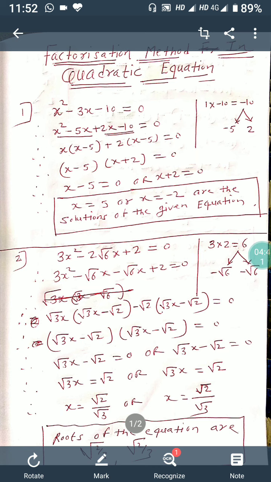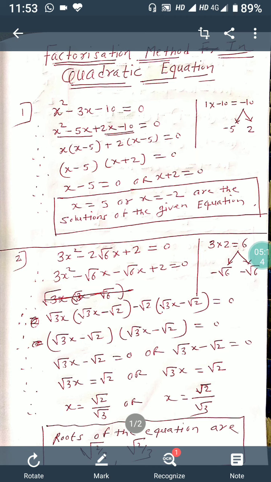Now you can see the second example. In the second example, 3x square minus 2 root 6x plus 2 is equal to 0. Same process you have to do here. What is the coefficient of the first quadratic term x square? 3. So I have written 3 there at the RHS, right hand side, after that line. And what is the constant term? That is plus 2. So first you have to multiply those two terms. 3 into 2 is equal to 6.